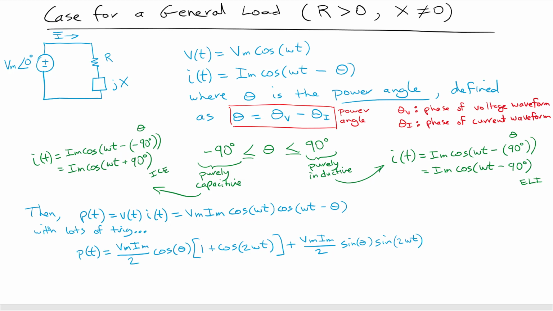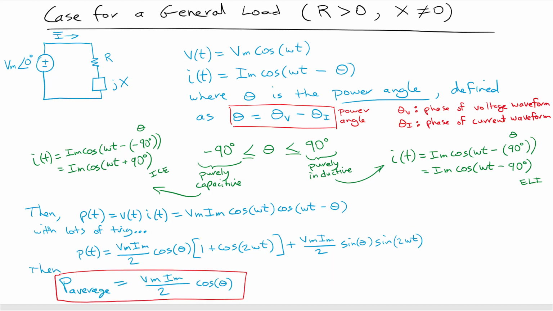Now looking at this expression, we can notice some things. Let's consider the average value for these terms. Cos theta is just some number depending on theta, so that's not a changing value. However, cos 2 omega t changes over time, and the average value of a sinusoid is 0. So this cos 2 omega t goes to 0, and this sine 2 omega t also goes to 0 as an average value. Then we're just left with a simple expression for the average power, and that is Vm times Im.